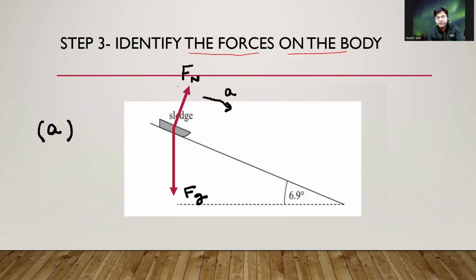Now we will talk about step 3. In step 3, we identify the forces that are acting on the body. In this case, we will find out what forces are acting on the sledge, which is also our system. The first force is the force of gravity, which is acting vertically downward, and another force is the normal force, which is acting perpendicular to the surface. Now you see, this is the answer to the A part of the question, in which they were talking about the free body diagram, and this is our free body diagram.